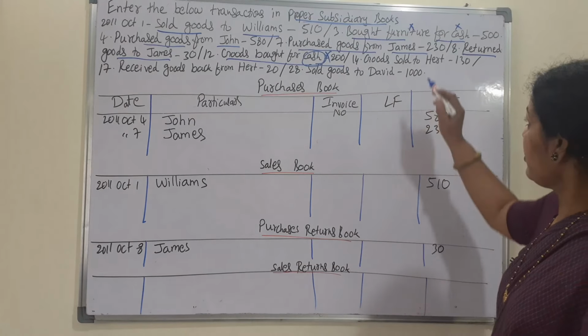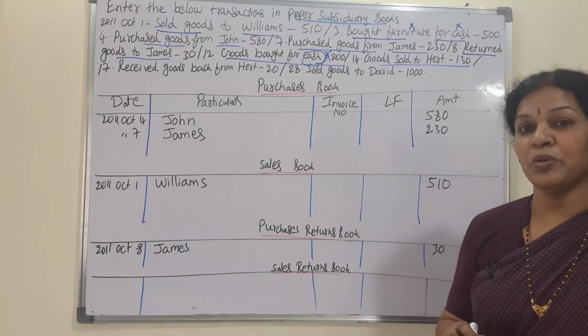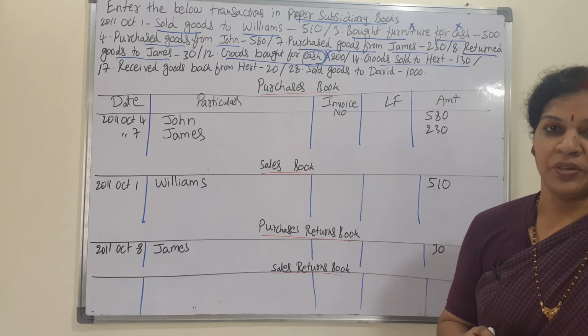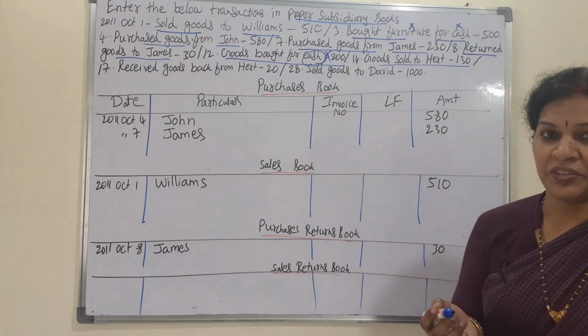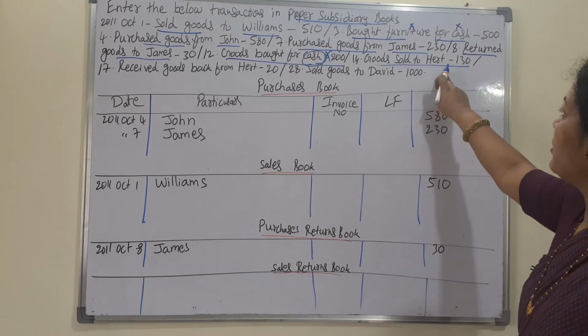Next one, goods sold to Hurt. This purely comes in the sales book. Goods sold, cash is not mentioned, so it comes under the sales book. So this is on the 14th.